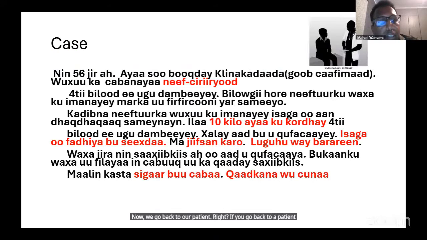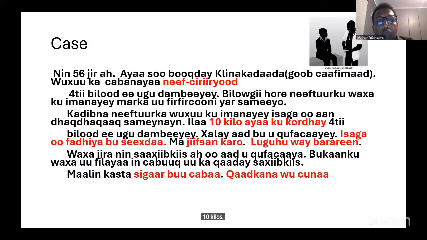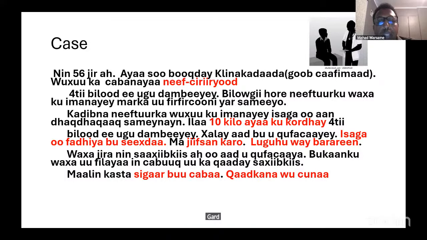He is 56. So the main things here: he has lost 10 kilos in the last 4 months, right? He can't sit, he can't lie down, his legs are swollen. So these are the signs of what? Heart failure. And he has a risk factor. You see, he's a cigarette smoker. He's already got a risk factor. And his lifestyle is unhealthy.